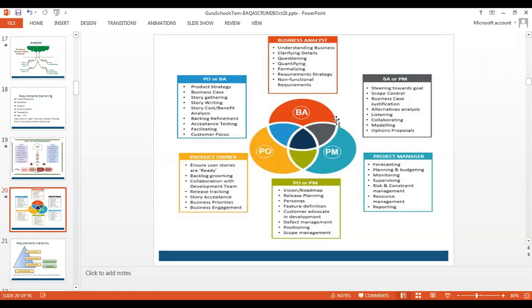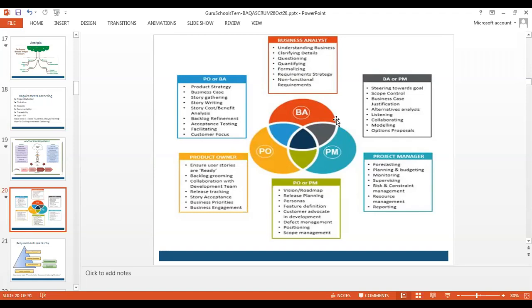So ensure user stories are ready. User story is basically singular functionality. We convert it as a user story. We'll have look at that thing when we do UML, frankly speaking. And then we basically have backlog grooming. This is a part of Scrum overall.